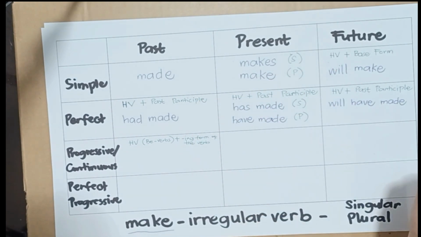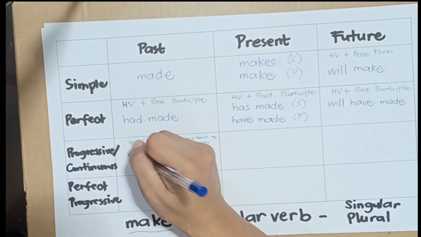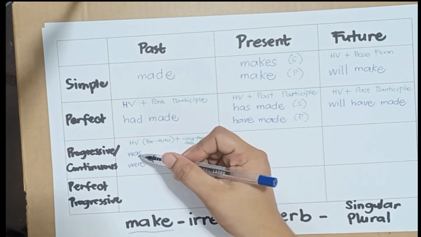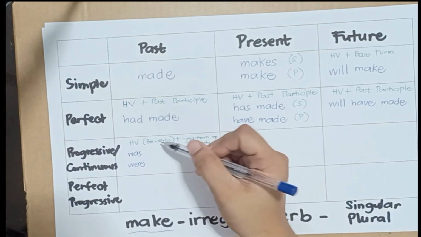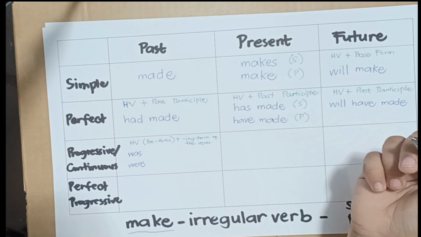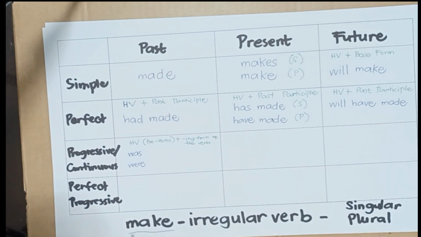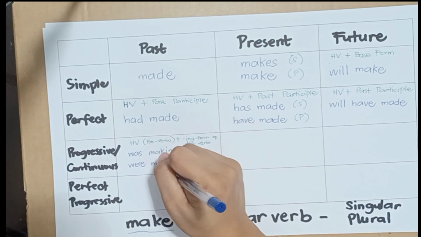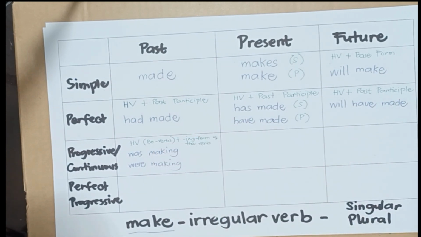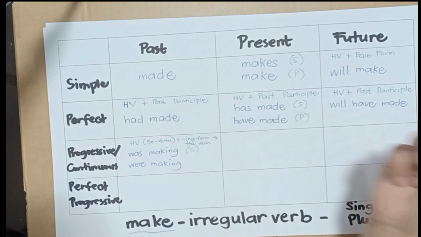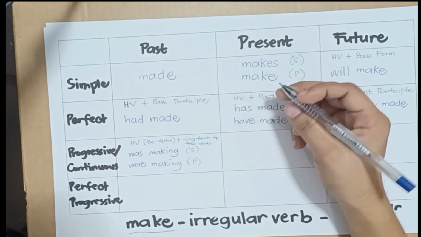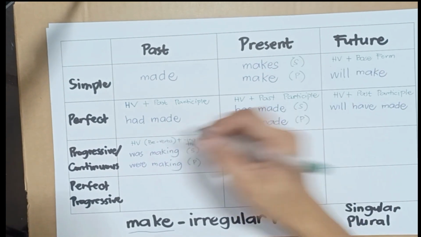Now let's have this one. So helping verb, there could be two options again, because it depends if the subject is singular or plural. So was is used for singular, were is used for plural. Both of them are for past. Okay. Now let's write the ing form of the verb make, and that's making. So was making is for a singular subject, were making is for a plural subject.